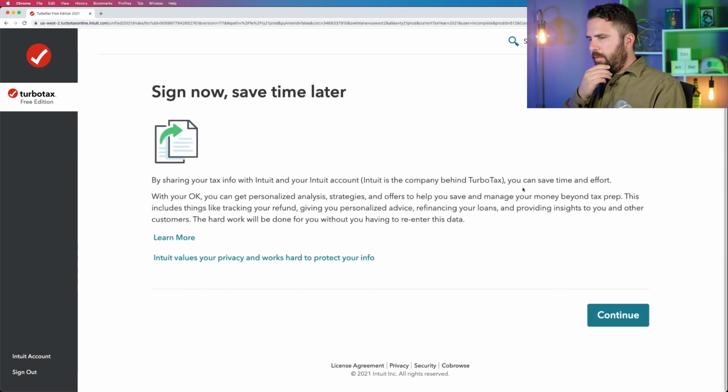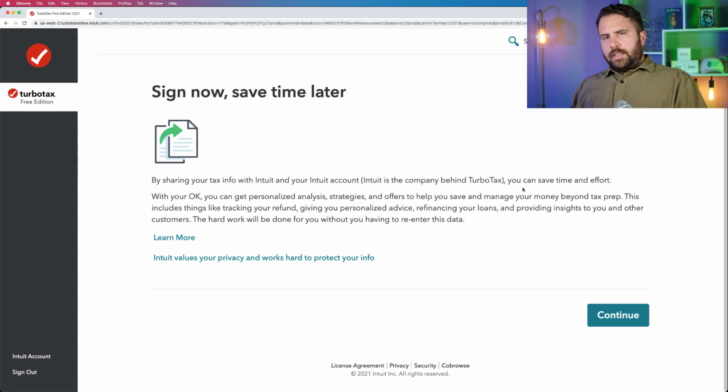Sign now, save time later. By sharing your tax info with Intuit and your Intuit account, you can save time and effort. With your okay, you can get personalized analysis of strategies and offers to help you save and manage your money beyond tax prep. This includes things like tracking your refund, giving you personalized advice, refinancing your loans, providing insights to you and other customers. The hard work will be done for you without you having to re-enter this data.